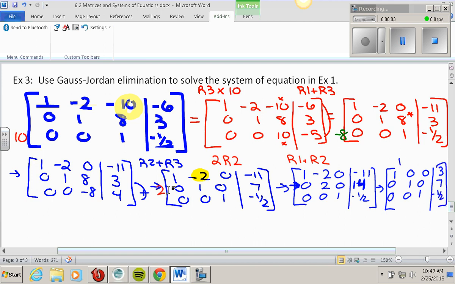So now what I have here is reduced row echelon form. So I can very easily pull my answers. X is going to be 3, Y is going to be 7, Z is going to be negative 1 half. So 3, 7, negative 1 half is my solution.